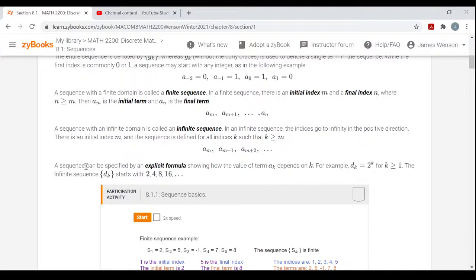All right, a sequence can be defined or specified by an explicit formula showing how the value of the term a sub k depends on k. For example, if I have d sub k equals 2 to the k for k greater than or equal to 1, the infinite sequence d sub k starts with 2, 4, 8, 16. Right? I plug in 1 first. See, it says k starts at 1. k is greater than or equal to 1. So I plug in, d1 would be 2, d2 would be 2 squared or 4, d3 would be 2 cubed, which would be 8. d4 would be 2 to the 4th or 16. That's the first 4 terms they got there. And then they got an ellipsis.